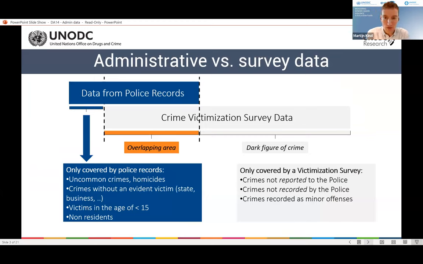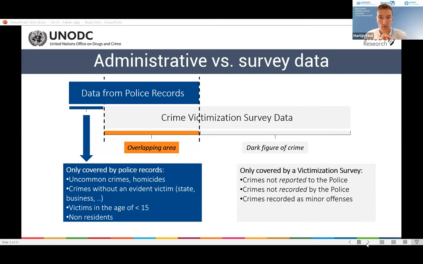As you can see, the orange area here is the overlapping area. Essentially, that is data that is captured by both administrative data and survey data. And on the right, there is what we call the dark figure of crime. This is what is captured by survey data mostly, but not by administrative data, because people simply don't report every crime to the police. But this is something that we can capture using survey data. So it's crimes that are not reported to the police, crimes that are potentially not recorded by the police, or crimes that are recorded as minor offenses rather than actual criminal offenses by the police.